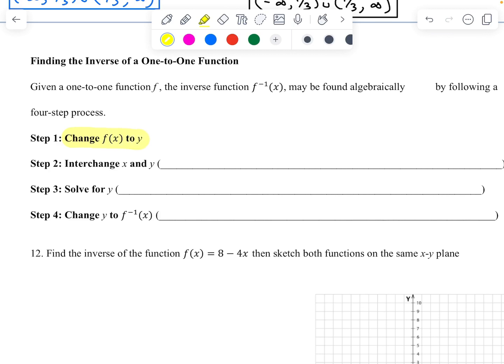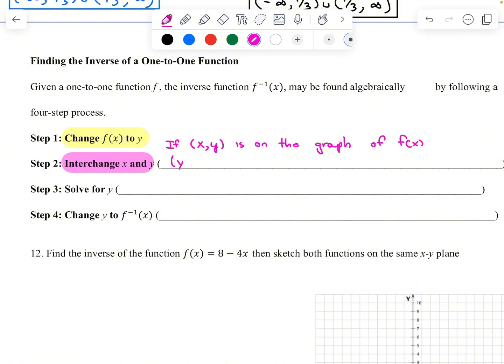Step 1. Change f of x to y. Step 2. Interchange x and y. And the reason why we do that is because if xy is on the graph of f of x, yx is on the graph of f inverse.